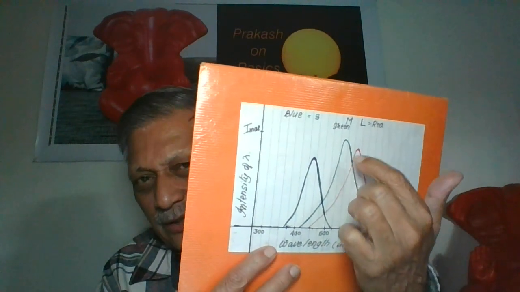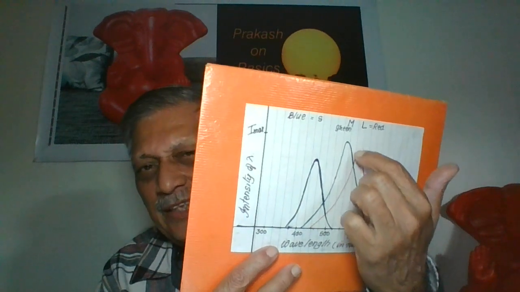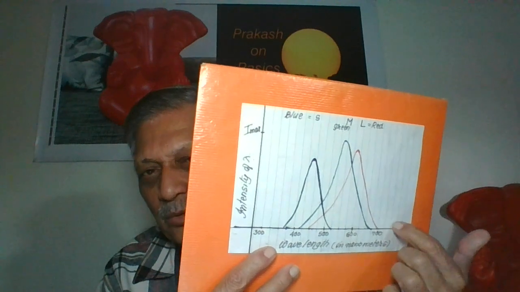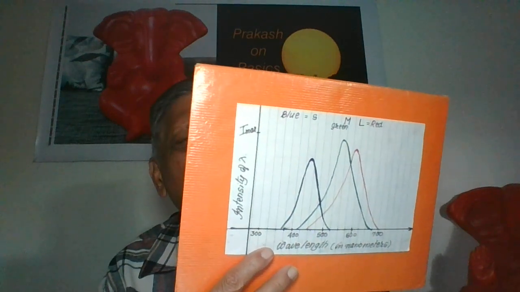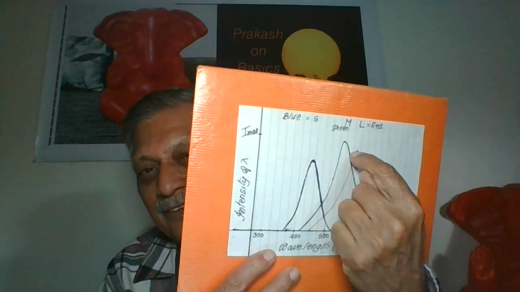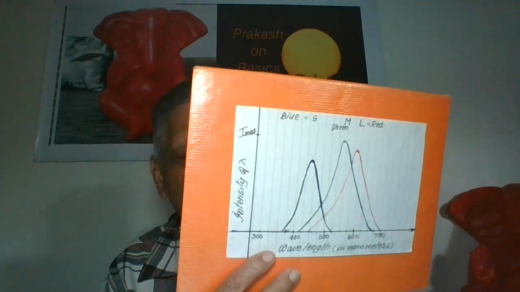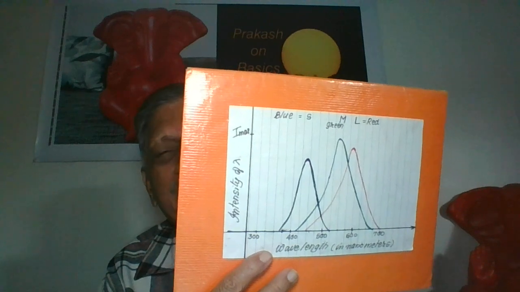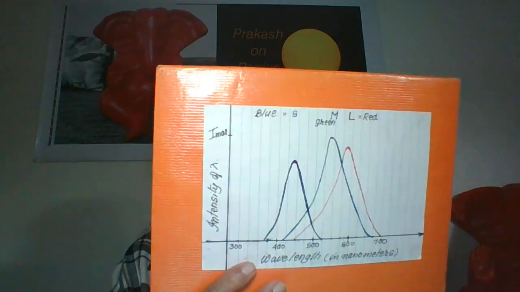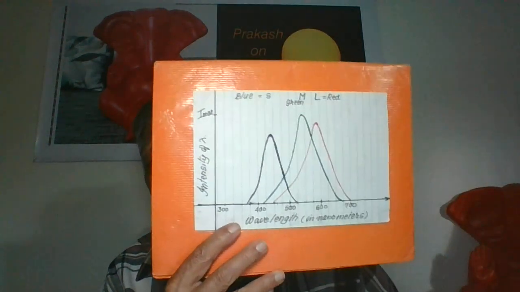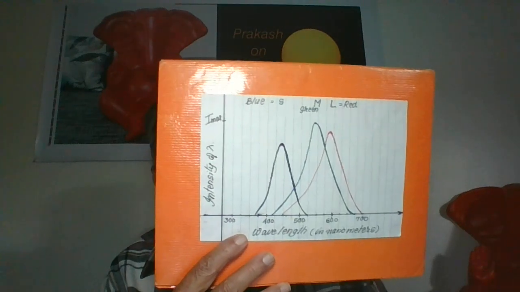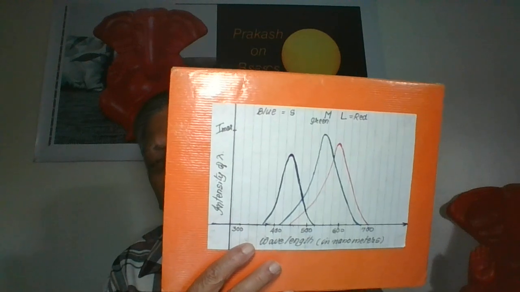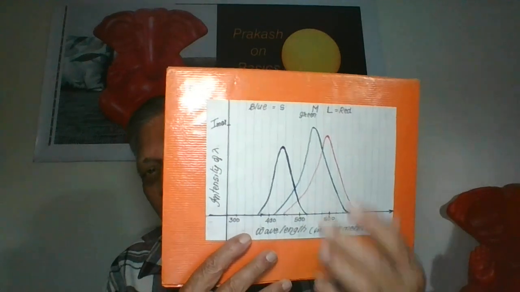And the red one, which has a slightly lower response, spreads still further out. This is obviously the L type of cone, close to around 570 nanometers. That is actually very close to yellowish red, slightly beyond yellow and closer to the reddish area, and then it spreads out.